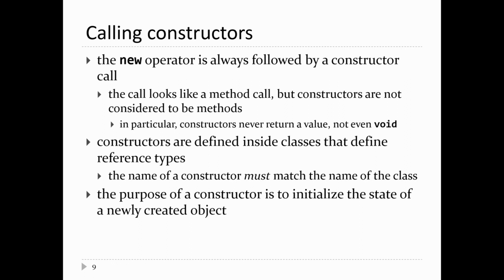If there's a constructor that has some parameters, you have to pass in some arguments to the constructor. Right? The Java language is very specific. It says constructors are not methods. They look like methods, right? You use them almost exactly the same as you'd use a method, but they're not methods. So a constructor in particular never returns a value, right? It doesn't even return void.